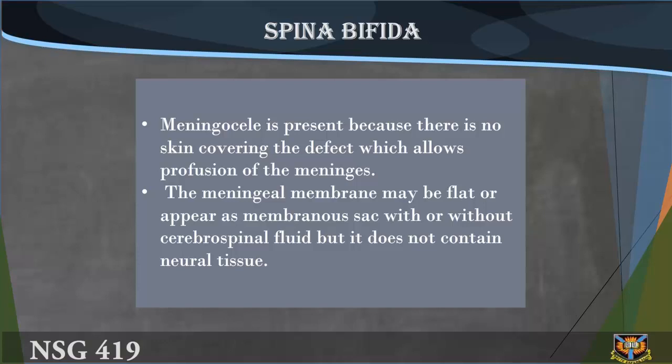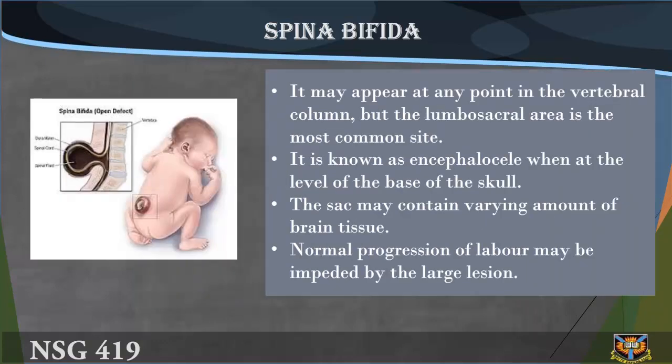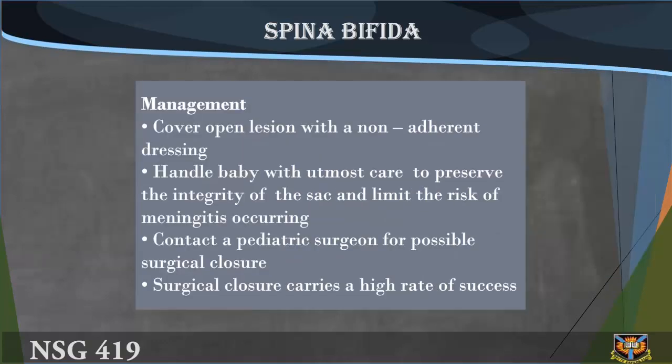The meningeal membrane may be flat or appear as a membranous sac with or without cerebrospinal fluid, but it does not contain neural tissue. It may appear at any point in the vertebral column, but the lumbosacral area is the most common site. It is known as encephalocele when at the level of the base of the skull. The sac may contain varying amounts of brain tissue. Normal progression of labor may be impeded by the large lesion.